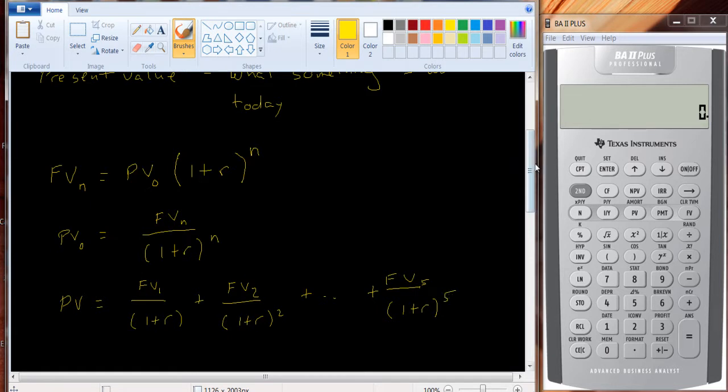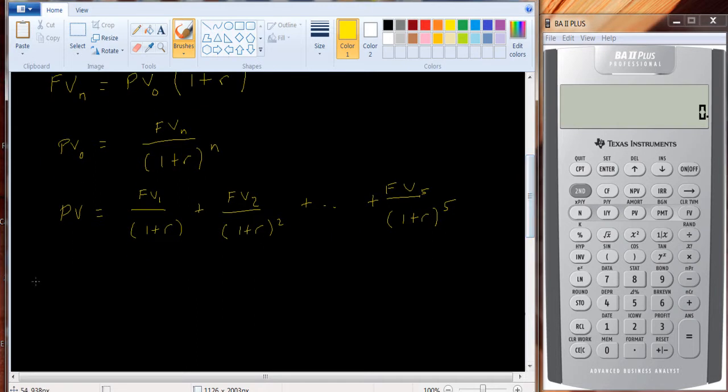So let's take a look at a couple of numbers here. Suppose you have $100 today, and we want to ask ourselves, what's the future value in year 5 if the interest rate is 8%? So what are we going to do? We're going to say future value in year 5 is going to be equal to 100, using the formula right here, times 1 plus the interest rate, so 1 plus 0.08 raised to the fifth power.